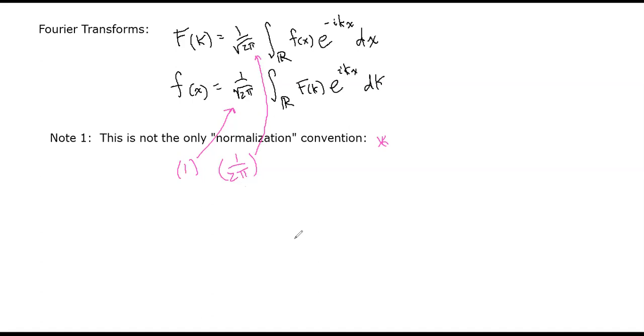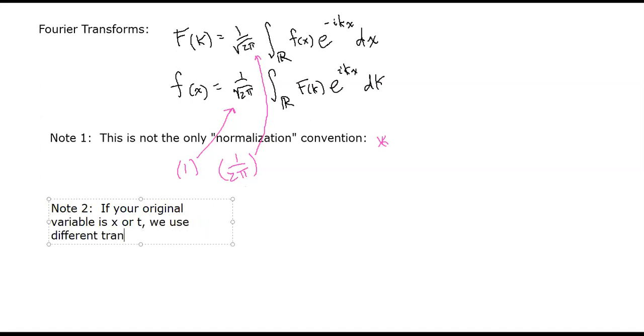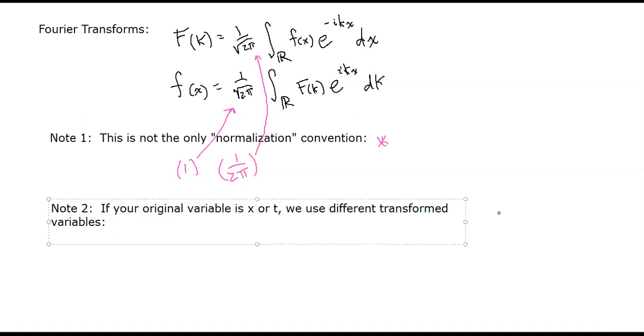Okay. As I said, I like the symmetric convention. So note 2 is that there's just a convention to use different names for the transformed variables. So if you have a function of x, then typically what you do is you transform x back and forth into k. And the meaning of this is the position. So this is, I go to some position x and then ask what the function is. And k is 2 pi over lambda, the wave number.